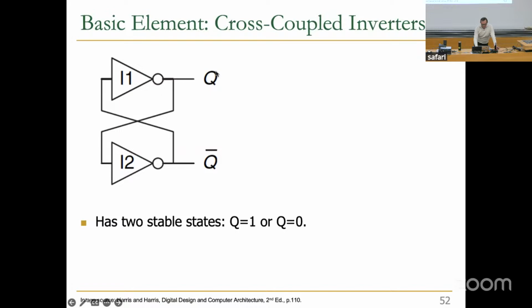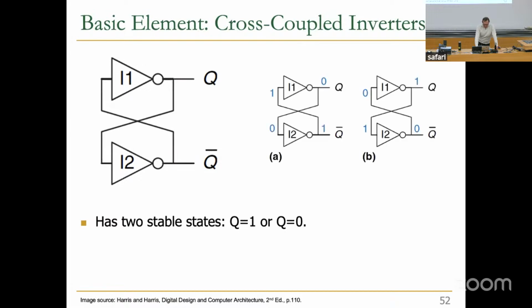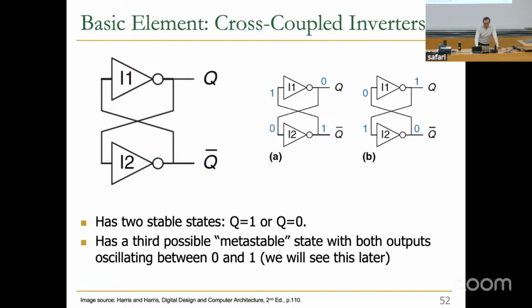Now, this has two stable states. If Q is 1, Q bar is 0. And if Q is 0, Q bar is 1, right? That sounds good, and that's logical. So these are the stable states. And again, you can read your books. Books are fine in all of these.